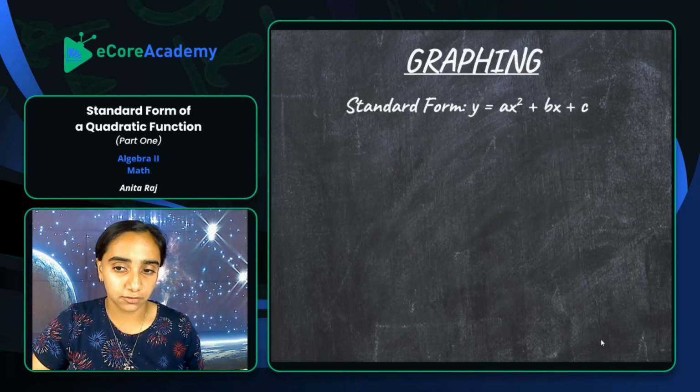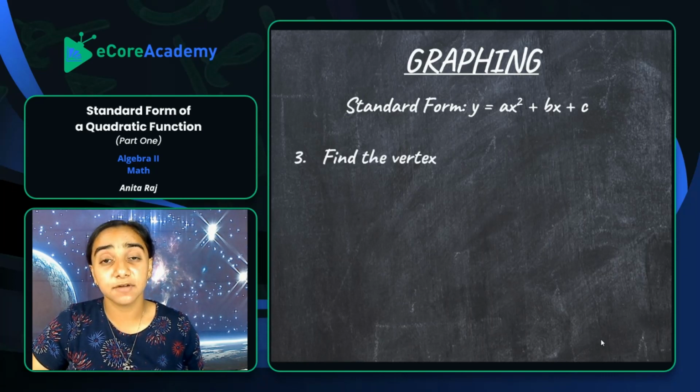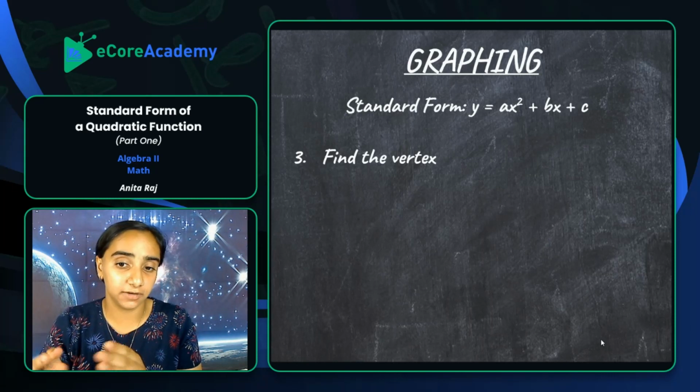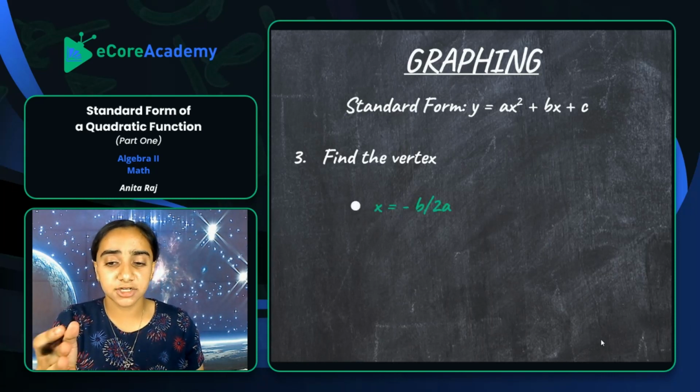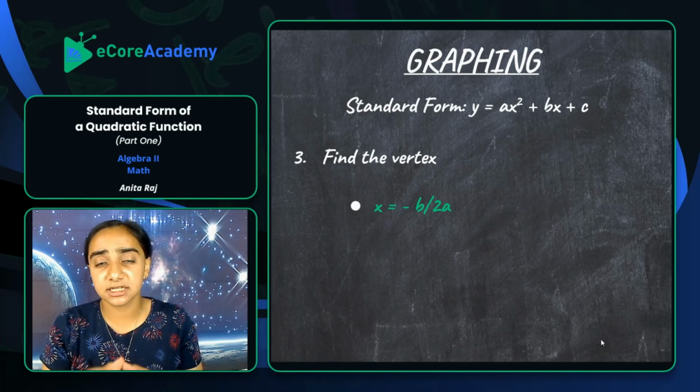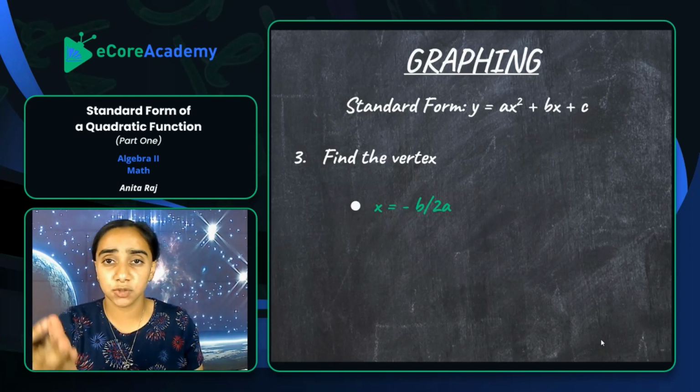So graphing standard form, again I've written it for you. Third is finding the complete vertex. You've already found x. Now what do you have to do? You have to find y. So again, I just wrote this up here, x equals negative b over 2a. To find h, which is the x value in the coordinates of the vertex, you have to apply this.